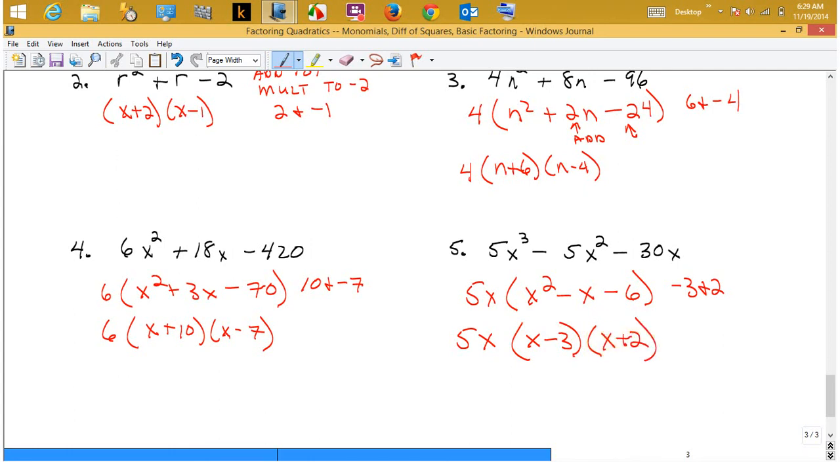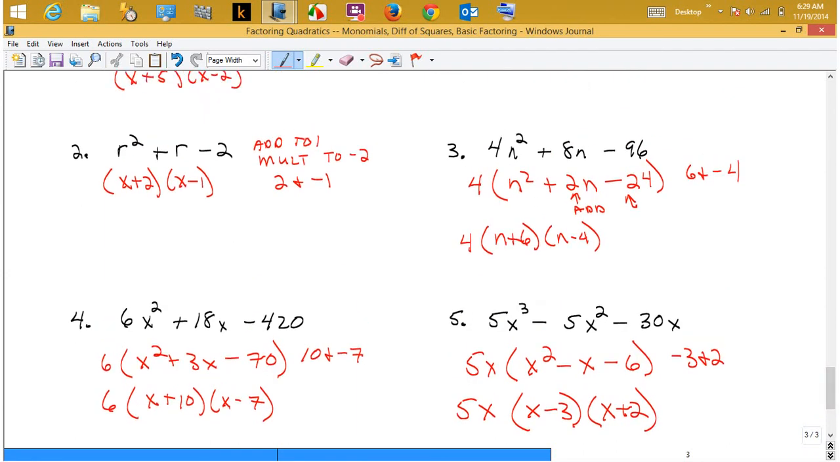And let's just check one of these to make sure that what I'm telling you is true. If I use the FOIL method on, say, this one, I would get x squared minus x plus 2x minus 2, so x squared plus x minus 2. Sure enough, that's what I had at the start. So that's how you do this, the basic factoring.